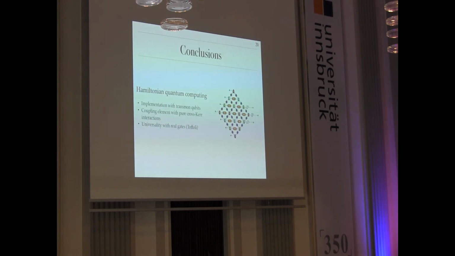Okay, so these are the conclusions. I've described this model of Hamiltonian quantum computing with a transmon implementation where we can achieve universality with real gates, and we also devised a cross-Kerr coupler that can give purely nonlinear interaction.